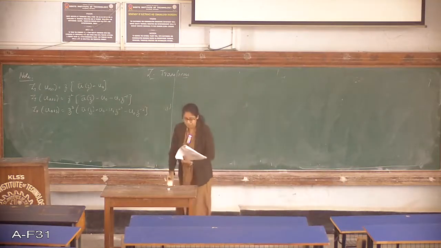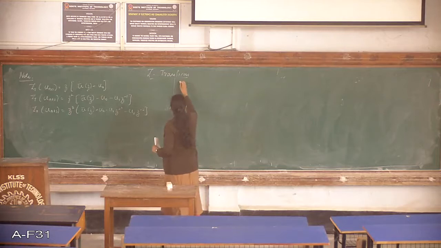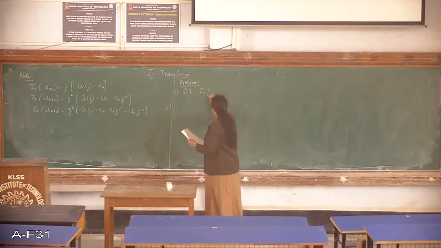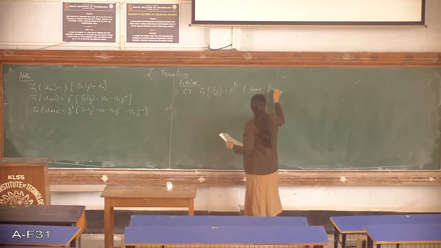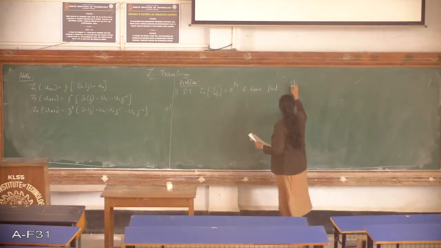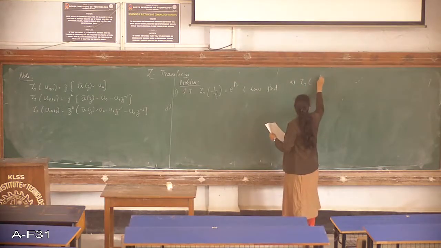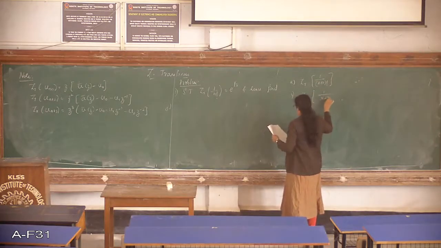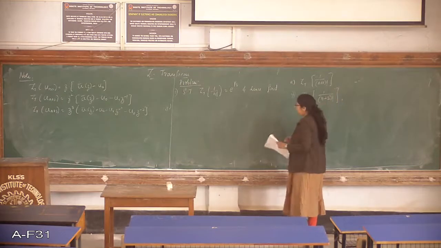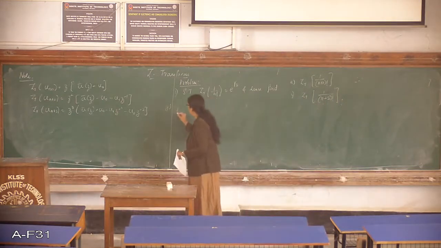basically says show that Z transform of 1 by n factorial is equal to e raised to 1 by z, and hence find, first one, Z transform of 1 by n plus 1 factorial, and second one, Z transform of 1 by n plus 2 factorial. Now let us go for the solution of this.